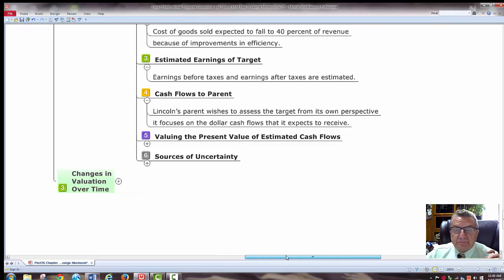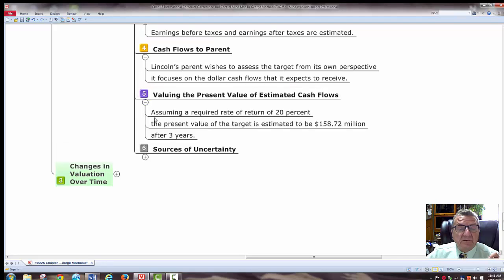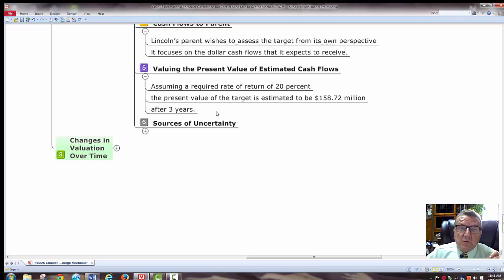Lincoln's parent wishes to assess the target from its own perspective. It focuses on the dollar cash flow that it expects to receive. Okay, valuing the present value of estimated cash flows, assuming a required rate of return of 20%. The present value of the target estimate is 158 million after 3 years.